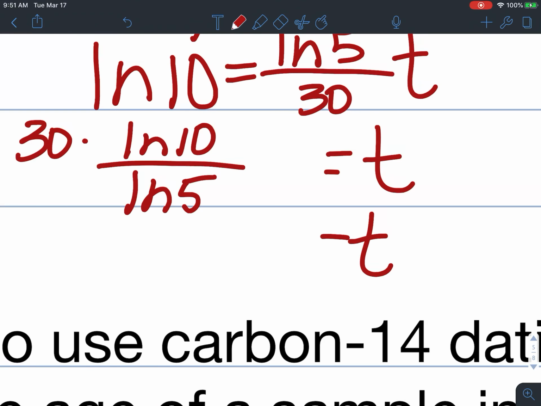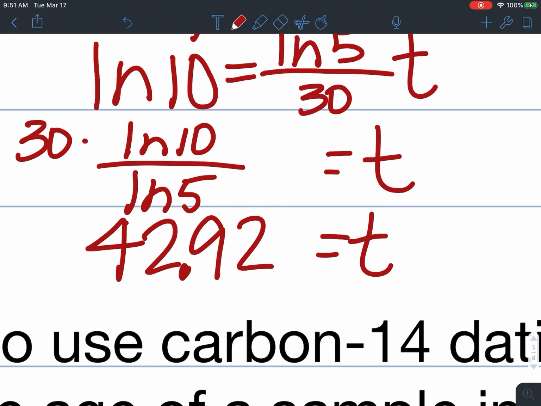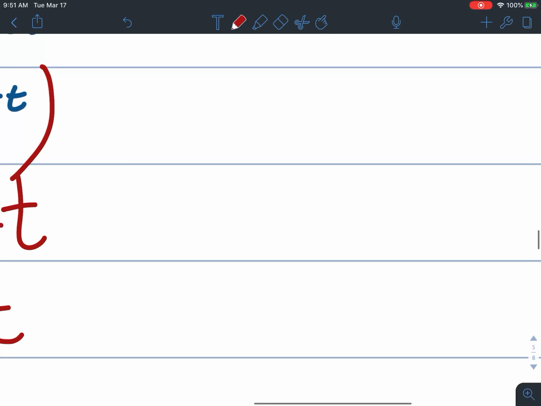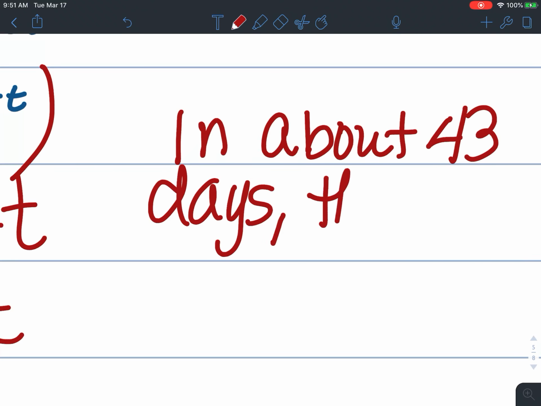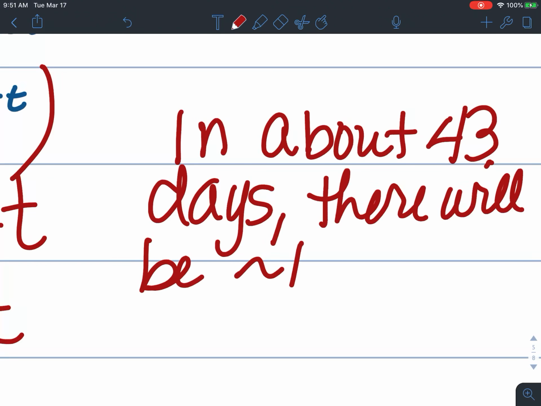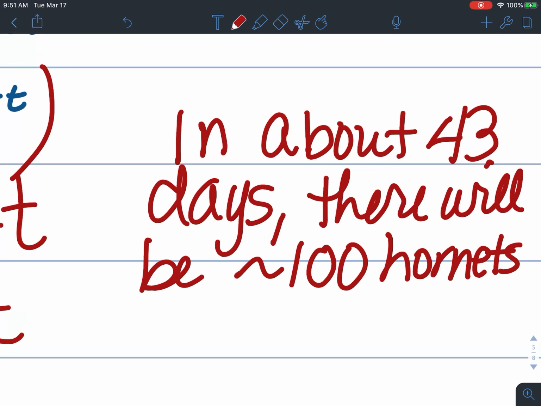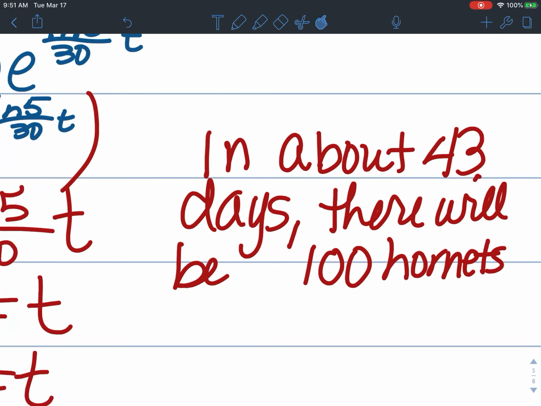I type that in a calculator, and I get 42.92. So what does that mean? That means in about 43 days, there will be about 100 hornets. Actually, I lied. In about 43 days, there will be 100 hornets.